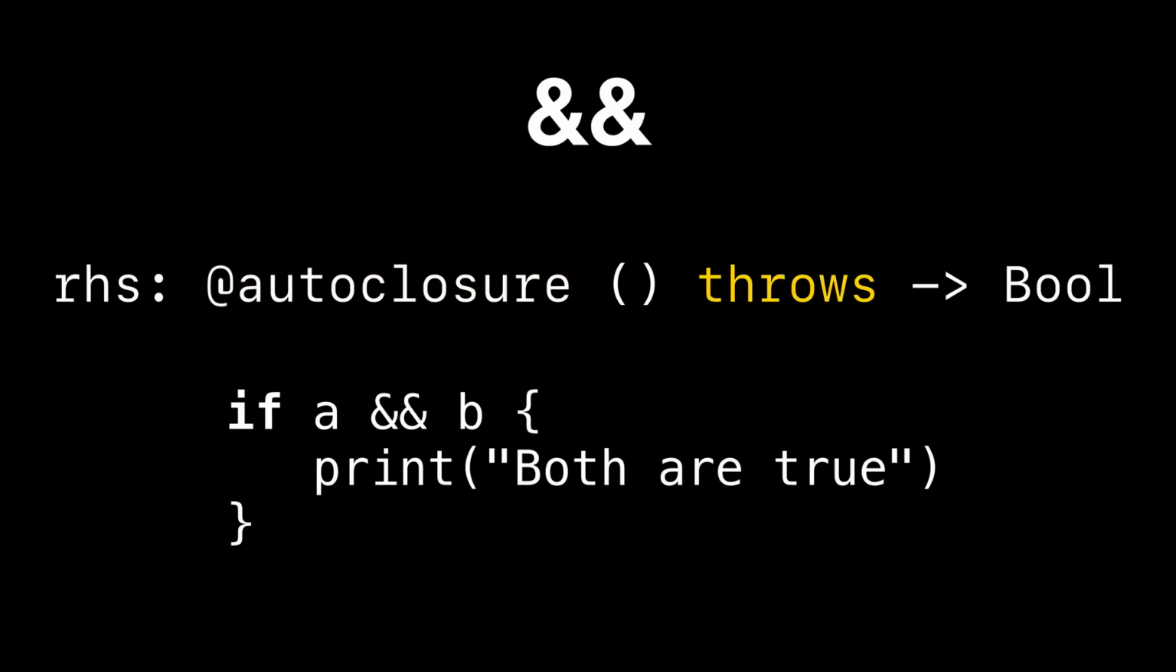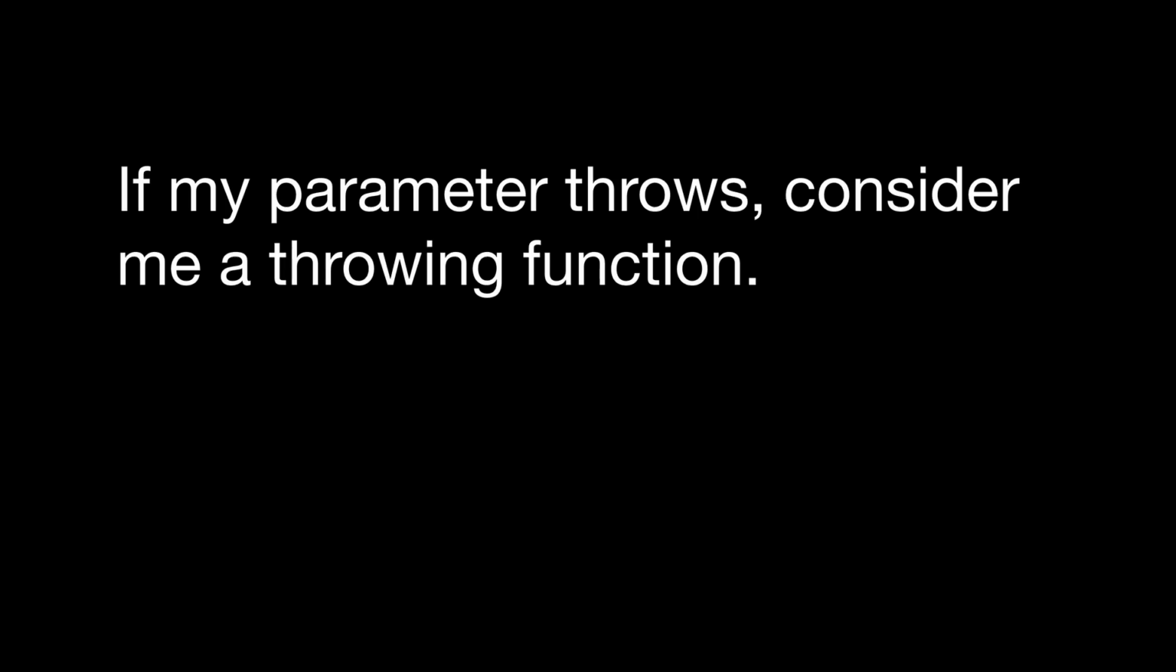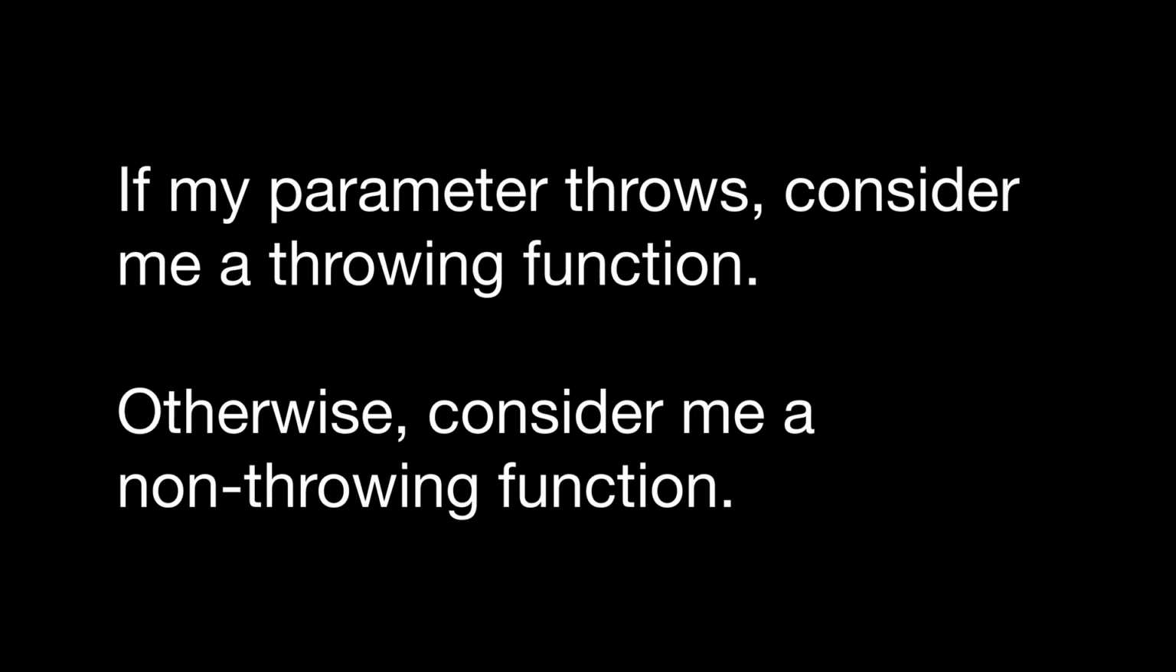Then there's this throws keyword. That means this thing might throw. So we can write code like if A && try B. It means this right-hand operand can throw, but it doesn't have to. Which means we can also write if A && B without a throwing function. It doesn't have to throw, so this code is fine. You can use throws and try with a non-throwing function, and that's where the rethrows keyword becomes important. It means if my parameter throws, consider me a throwing function, otherwise consider me a non-throwing function. And it's used over 200 times in Swift.